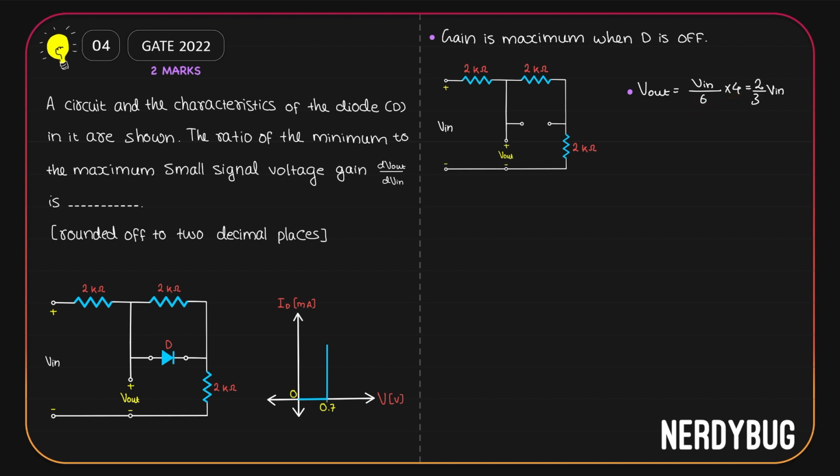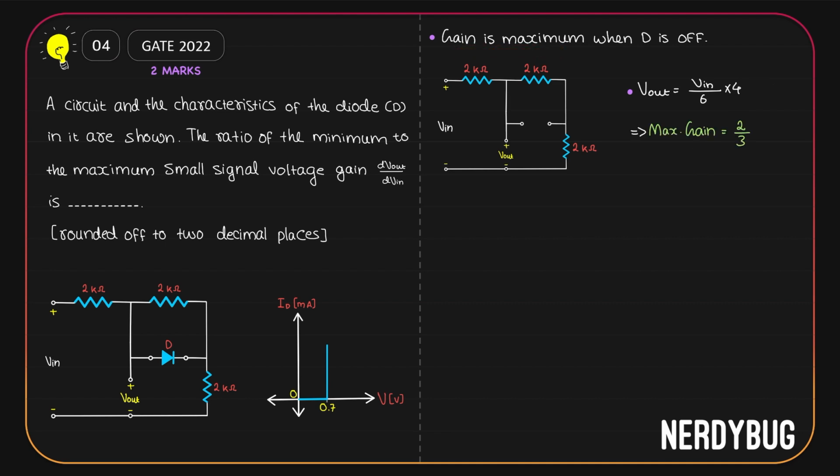Now what we have to find out is the small signal voltage gain. It is the ratio of the small change in the output voltage to the small change in the input voltage, dVout by dVin. We got V output is 2 by 3 V in. It is like Y is equal to 2 by 3 X. Then if I want dy by dx, it is d by dx of 2 by 3x, which is 2 by 3. So here the small signal voltage gain is 2 by 3 and that is our maximum gain.